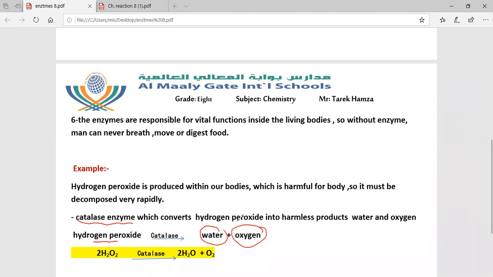Yes, Hisham. Hashim. Mr., can you explain the example again? Raise your voice. Mr., can you explain the example again? Okay. Listen to me carefully.